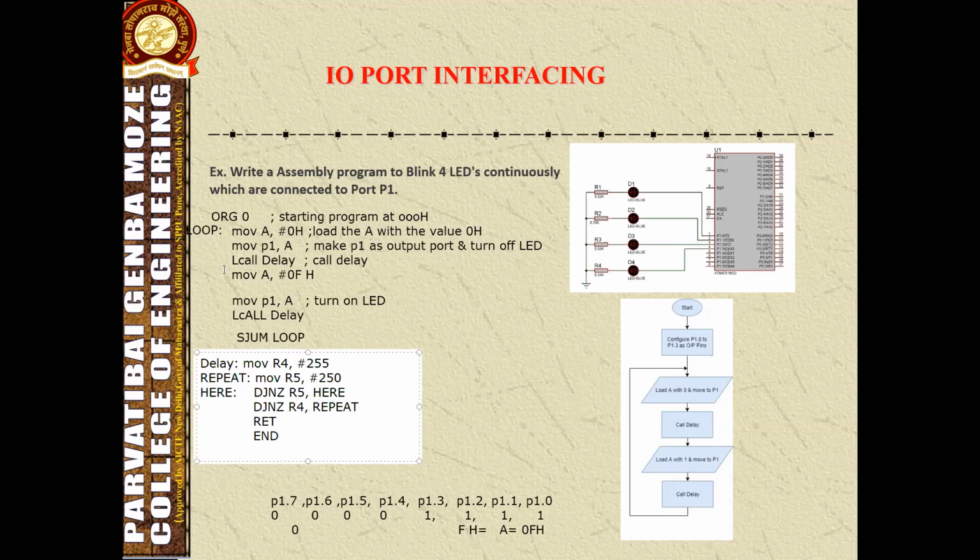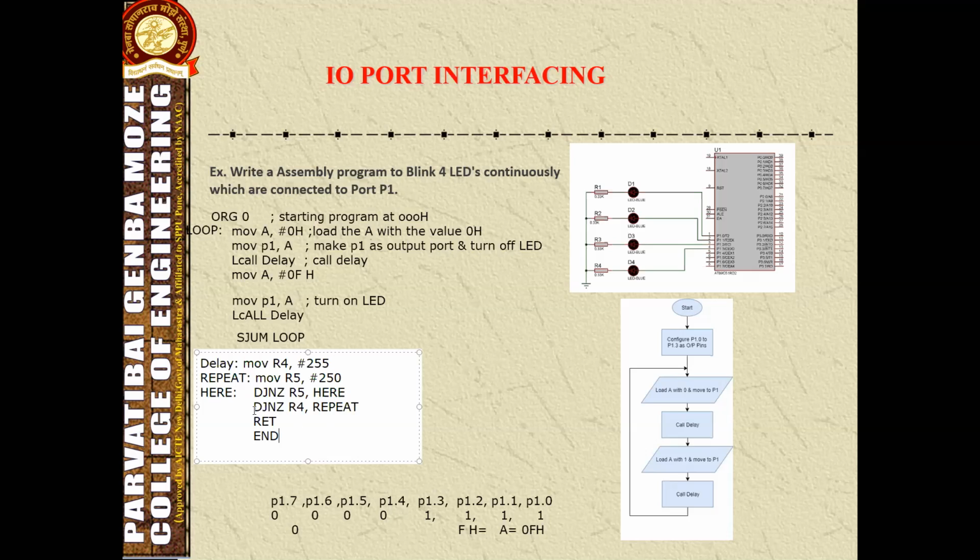Here, what will happen after executing this instruction LCALL delay? The instruction pointer comes to delay here and starts executing these instructions. It will move R4, loading the register R4 with the number 255. After that, what will happen? It comes to this instruction. What will happen here? Decrement. These two are not started because this is repeat, and here it is still not called.